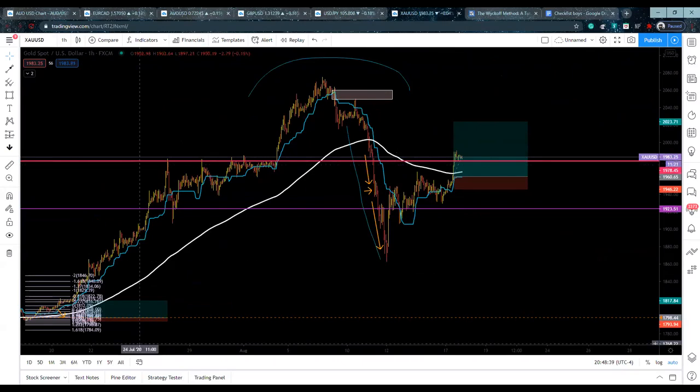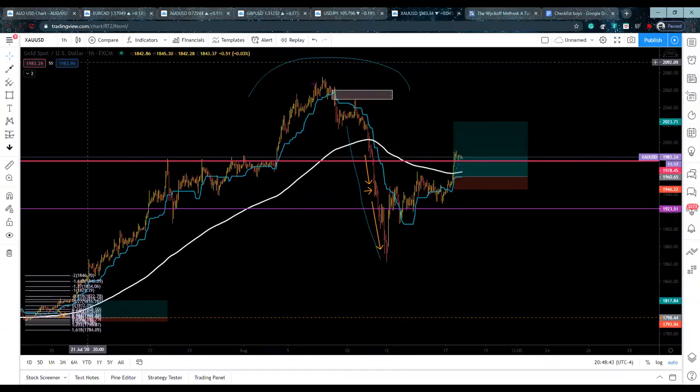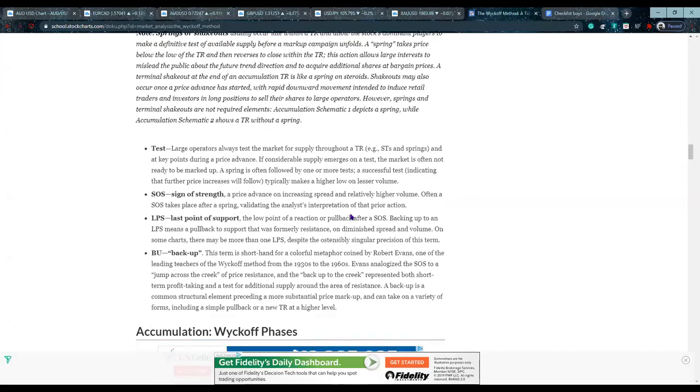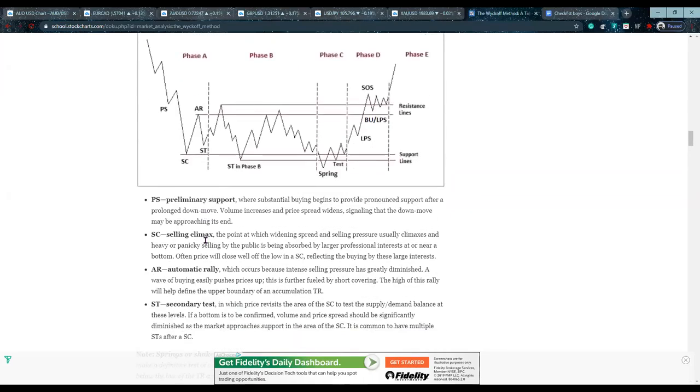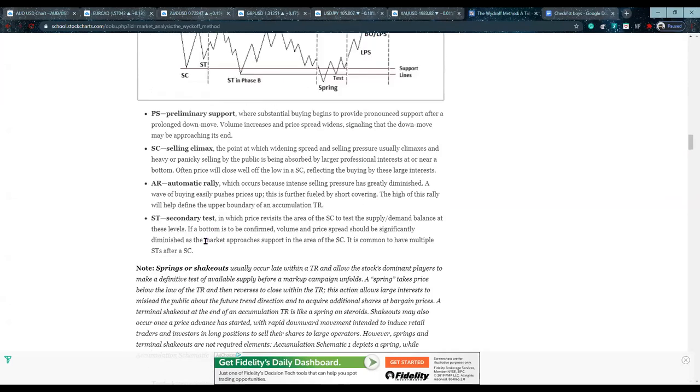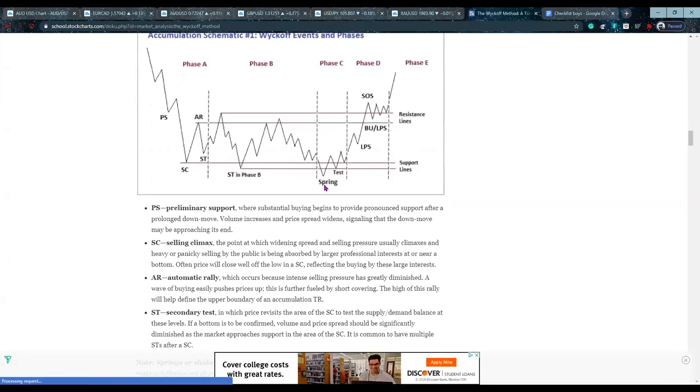So essentially what you want to do is wait for this last push after distribution. If we go back to these schematics, you would look for the last point of support. Let me go over these little abbreviations first. PS is preliminary support, SC is selling climax, AR is automatic rally, ST is secondary test, and springs will be these drops under the trading range. The test will come after the spring, usually a retest of this zone of the trading range, and then it will continue up into this last point of support.